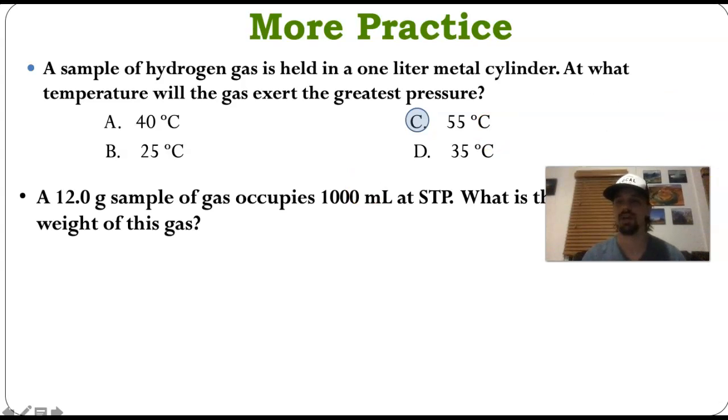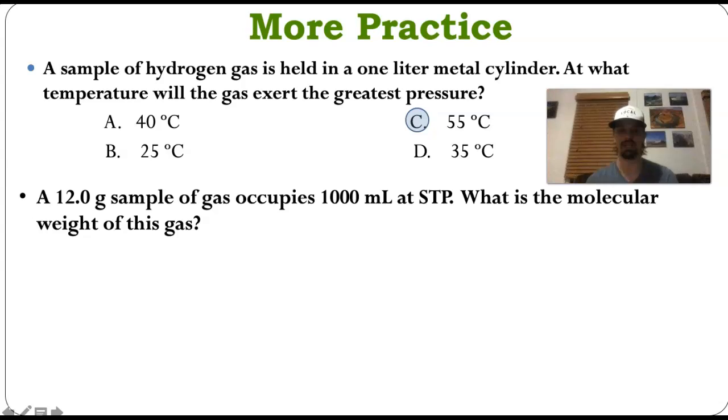All right. Question number 3. A 12-gram sample of gas occupies 1,000 milliliters at STP. What is the molecular weight of that gas? So we're going to walk right through this one because this is going to be the main problem type we're going to focus on in this video, where we're given variables and we're going to use those variables to solve for unknowns.